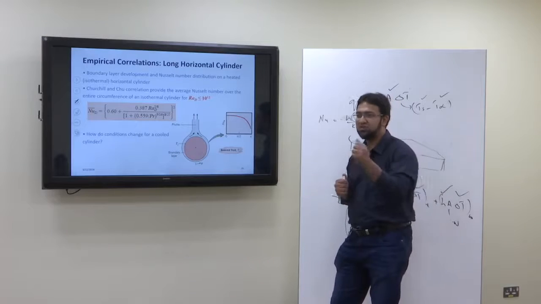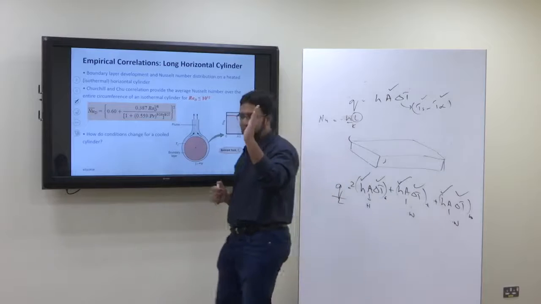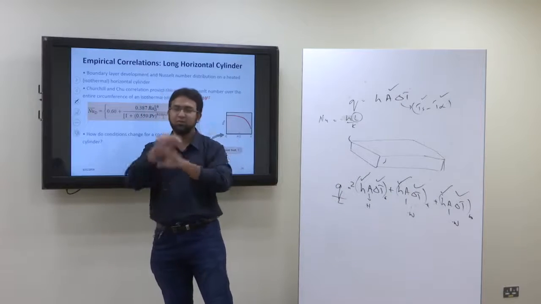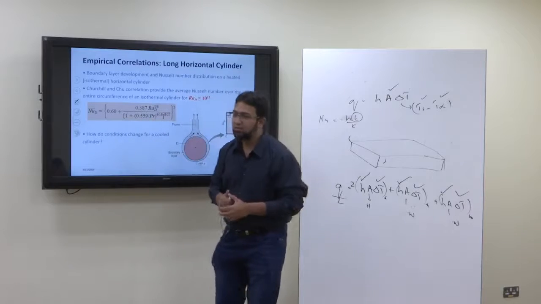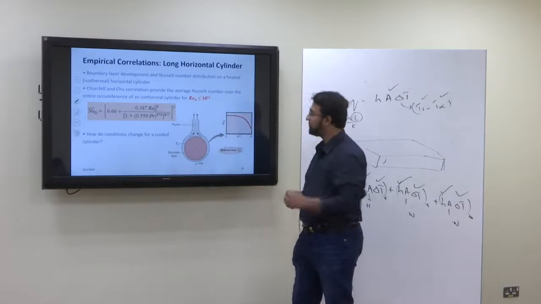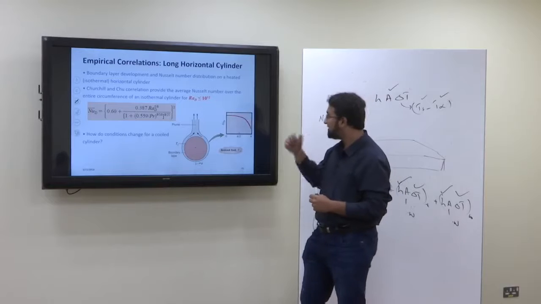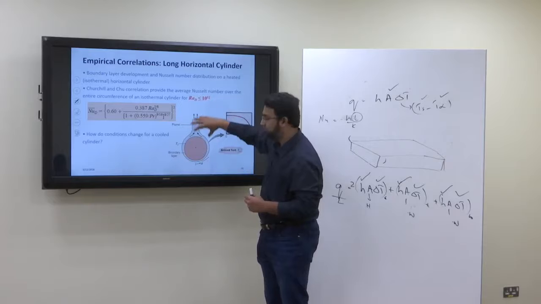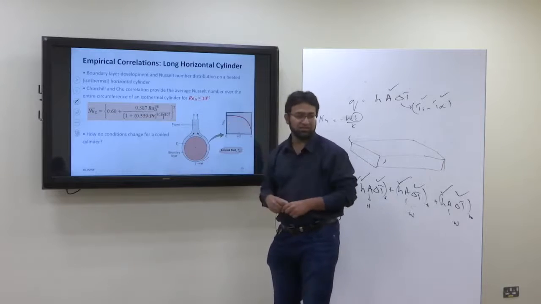Empirical correlations, long horizontal cylinder. Okay, so we studied what? We studied the vertical plate, if it is inclined, horizontal plate. We studied all the plates. If we have a long horizontal cylinder, okay, so if the cylinder is heated up, then we'll have the flow across it like this.